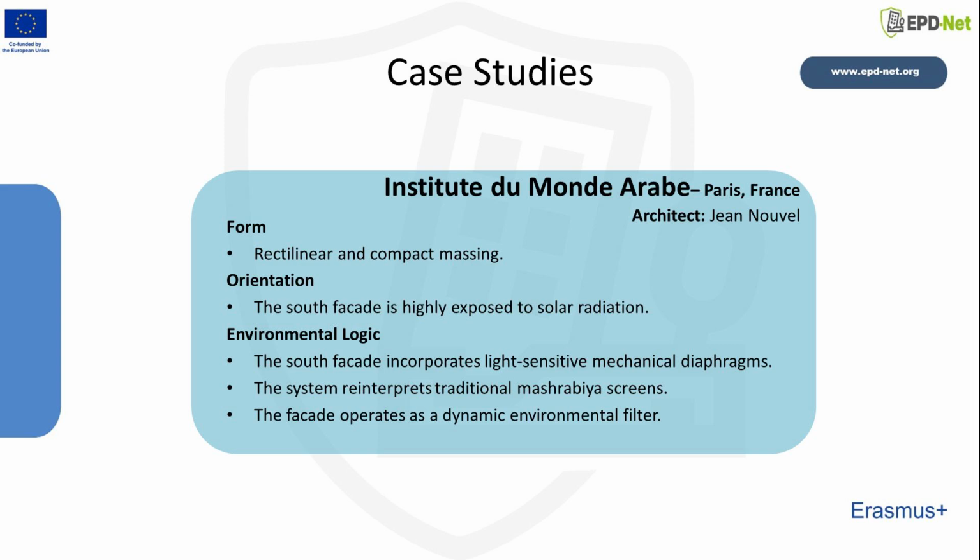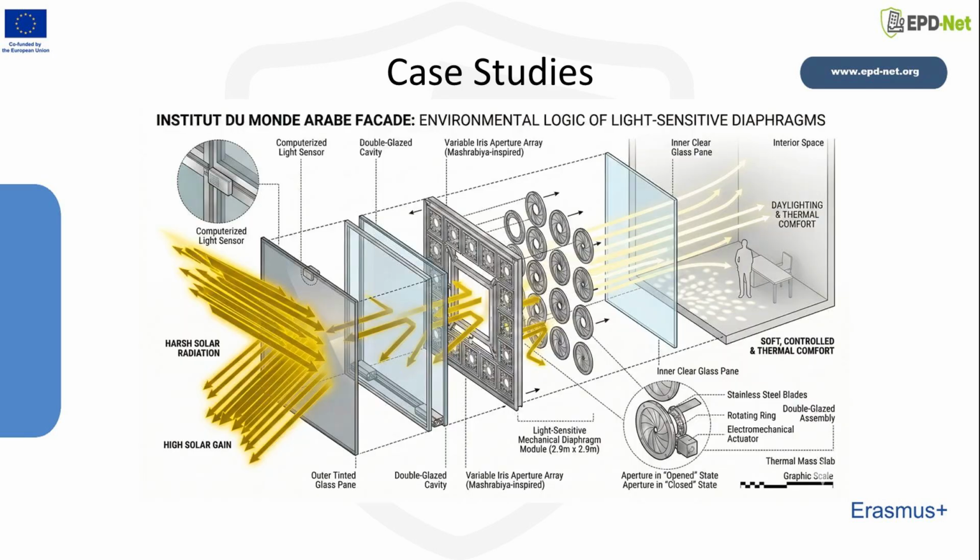The facade integrates light-sensitive mechanical diaphragms that open and close in response to changing daylight levels. This system reinterprets the traditional mashrabiyah screens of Arabic architecture, merging cultural heritage with modern engineering. The result is a facade that acts as a living environmental filter, controlling light, heat, and views while maintaining an ever-changing visual experience.